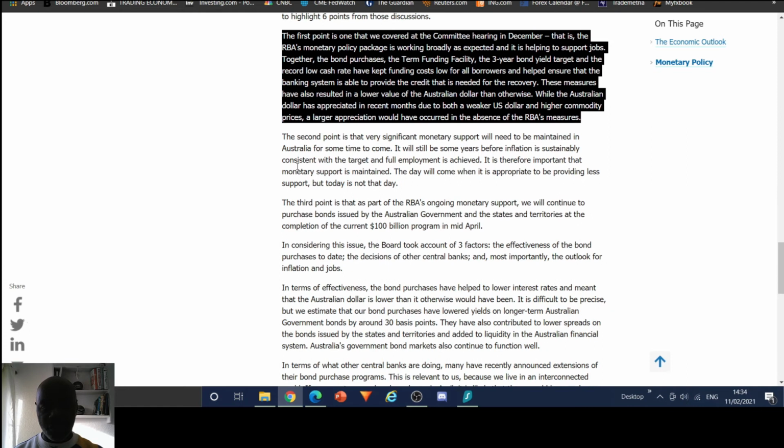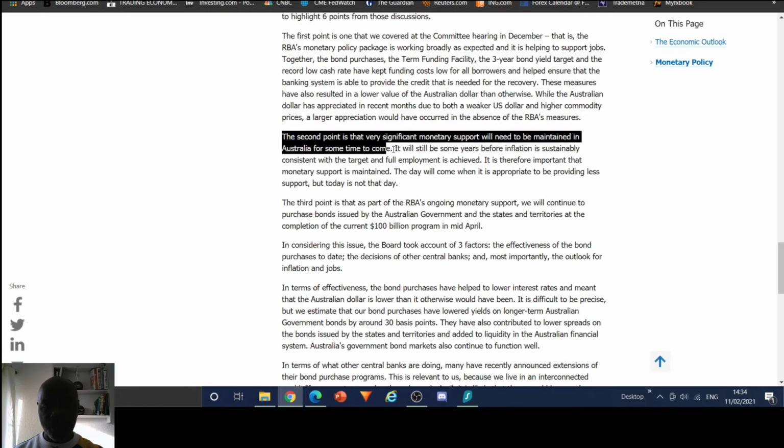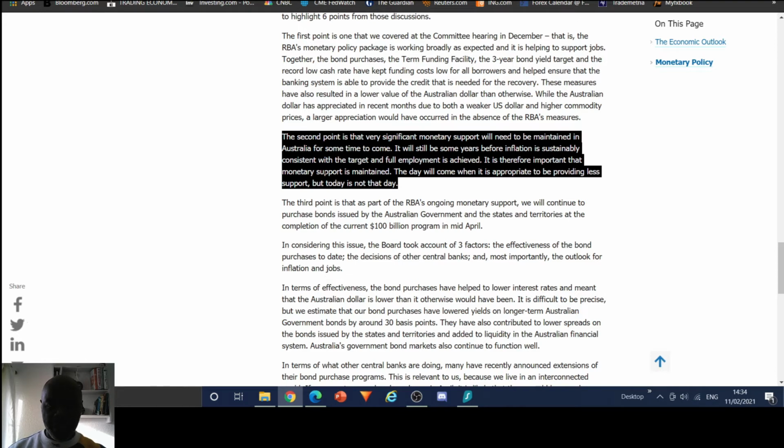So I'm going to move to the next section now, and let's just highlight that. It says the second point is very significant: that very significant monetary support will be maintained in Australia for some time to come. It will still be some years before inflation is sustainably consistent with the target and full employment is achieved. It is therefore important that monetary support is maintained. The day will come when it is appropriate to be providing less support, but today is not that day.